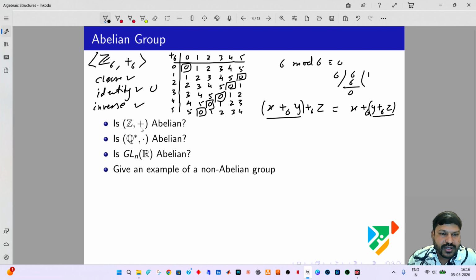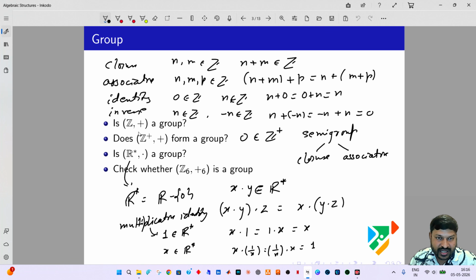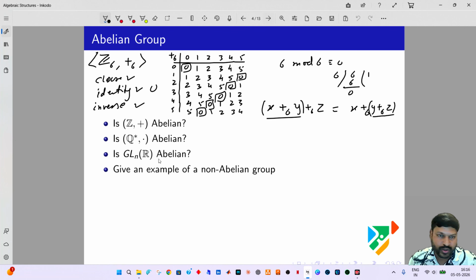Next, is Z plus abelian? Yes, abelian. First of all, whenever you are given such a question in an exam, before saying abelian, you have to ensure that it is a group first. If it is not a group, you are not talking about an abelian group. So is it an abelian group? In other words, first you verify that it is a group. In the previous slide, we have seen that Z plus is a group. Apart from that, you have to show that if you pick any two numbers, n plus m is the same as m plus n. So this commutative property is satisfied, hence it is abelian.